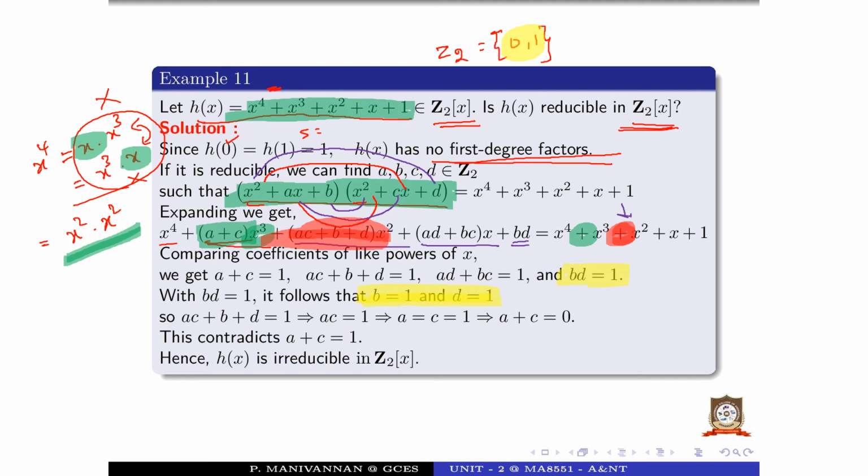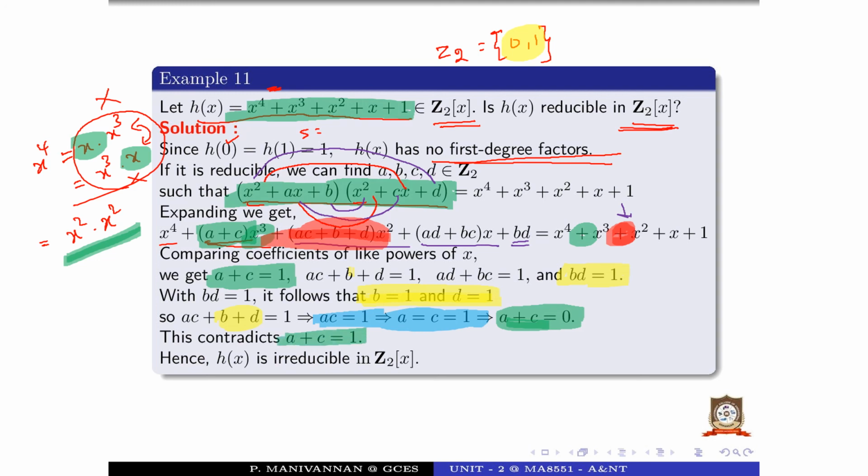Put B equal to 1 and D equal to 1 in this equation, we get B plus D equal to 2, and 2 is 0. Therefore, AC equal to 1. AC equal to 1 implies both A and C will be 1. Then A equal to C equal to 1, which implies A plus C equal to 0. But the given statement is A plus C equal to 1. Here it is 0, which is a contradiction.